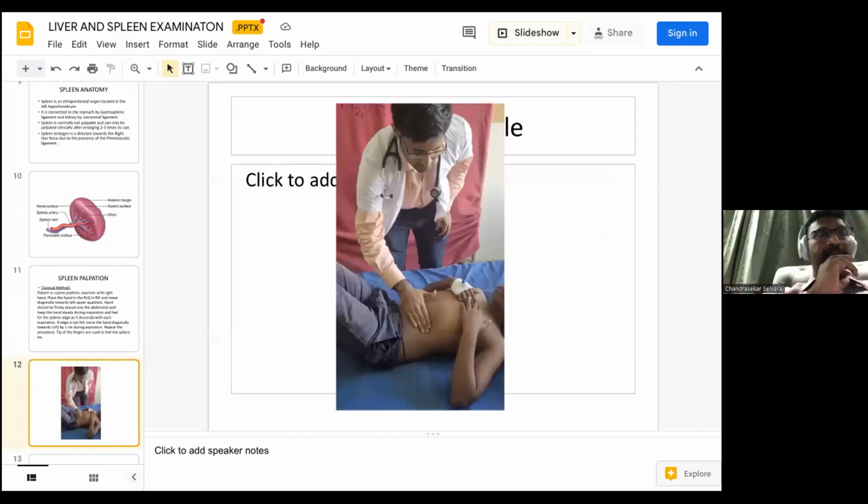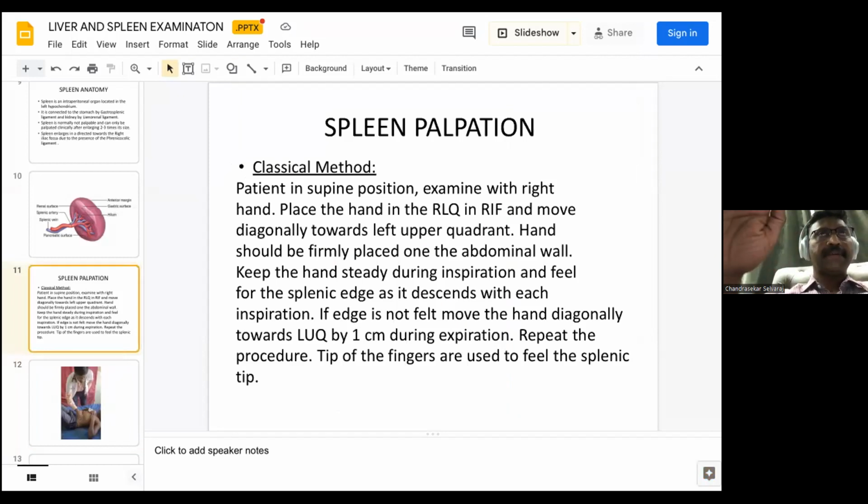Again, the picture shows we need to start from the right iliac fossa, and what we need to do is keep the hand firmly on the surface of the abdomen, not the finger. We should not poke our finger. We need to keep the palm on the surface of the abdominal wall, and keep moving this hand with each inspiration, and we should look for the palpability of the splenic edge as it descends with each inspiration.